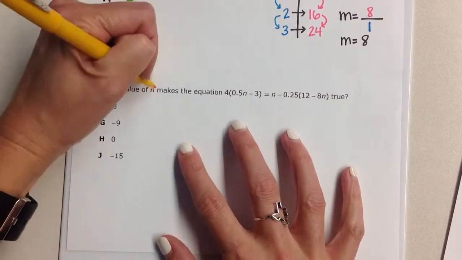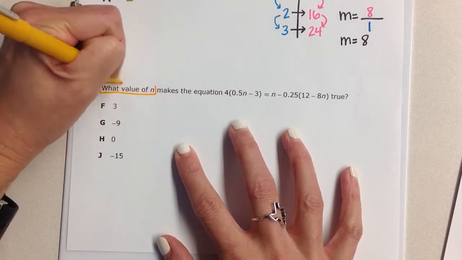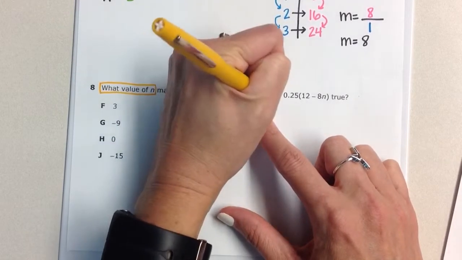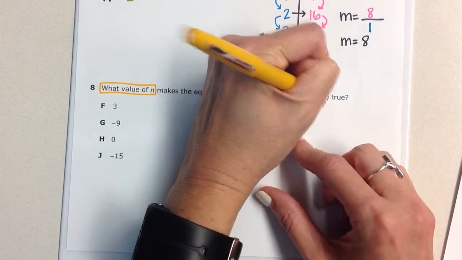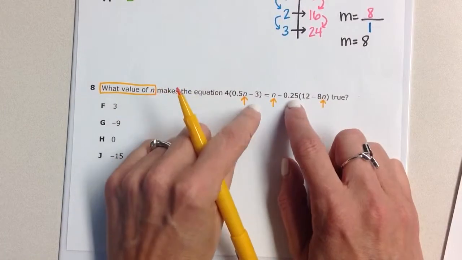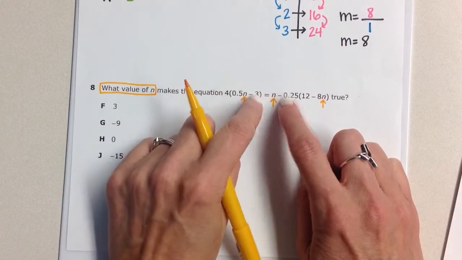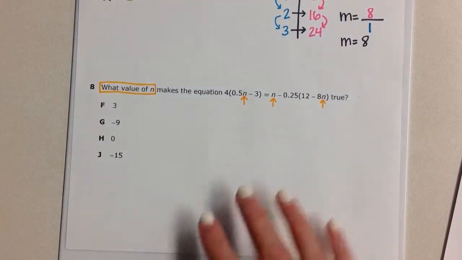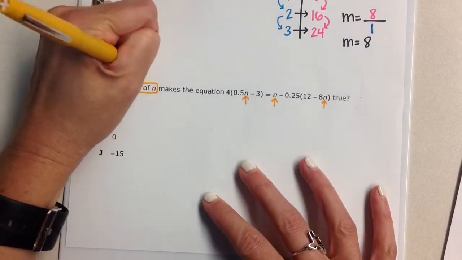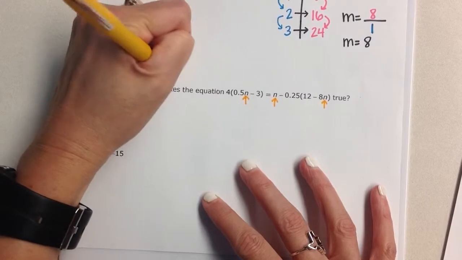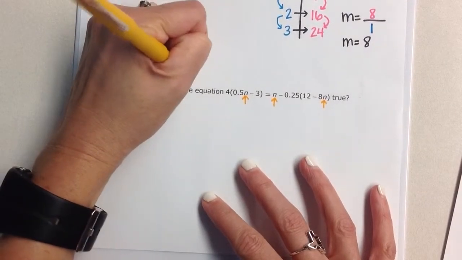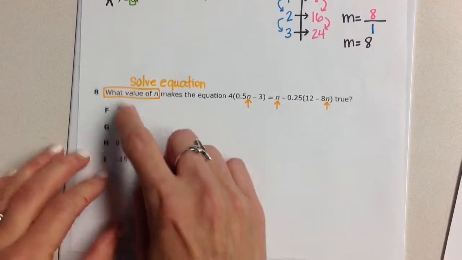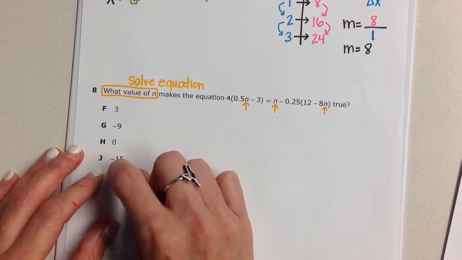So when they ask what value of n makes this true, what they want to know is what number I put here, here, and here, and when I do the math on both sides, I'm going to get the same value on each side because of the equal sign. So I need to solve the equation. I need to rearrange this so that I can make it n equals a number. So I can see if n is 3, -9, 0, or -15.